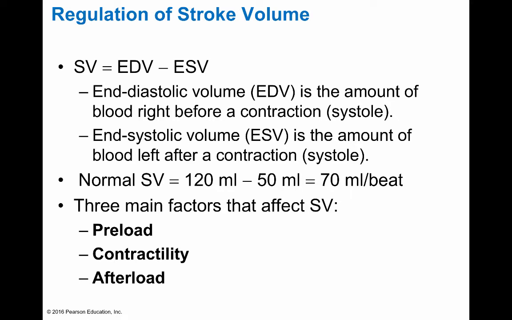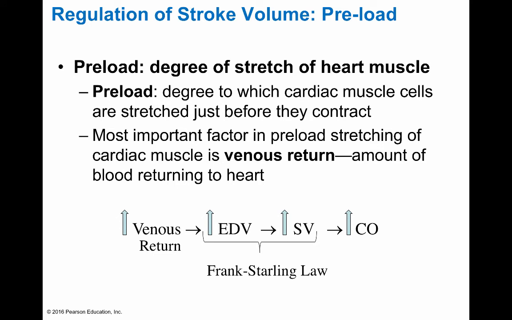Now there are three main factors that can affect the stroke volume: preload, contractility, and afterload. Preload is how much the heart can stretch before it contracts. The most important factor in this preload stretching of the cardiac muscle is the venous return, or the amount of blood that's returned to the heart.